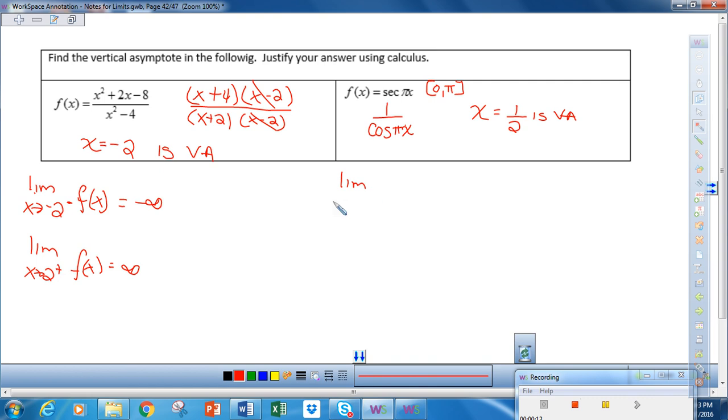I know that because the limit as x approaches 1/2 from the right is positive infinity. Because as I'm coming in from the right, I'm in the first quadrant, and everything's positive in the first quadrant. And if I wanted to, I could also say the limit as x approaches 1/2 from the left of f of x is negative infinity. I don't have to say both of these. I can just say one of them to prove that it's a vertical asymptote.